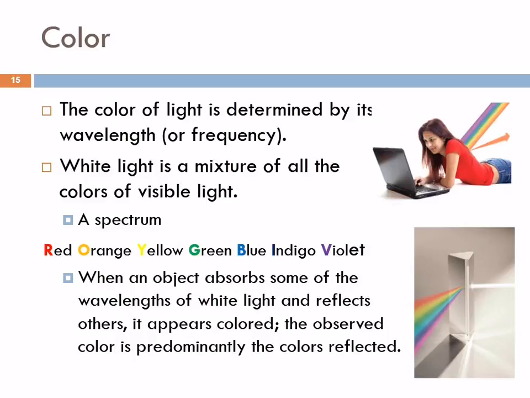The colors are always in the same order because they get split by this prism according to their wavelengths. They interact with the glass in the prism and are refracted more or less. And so it's always red, orange, yellow, green, blue, indigo, violet. One way to remember that is Roy G. Biv, like some really strange name. Roy G. Biv.